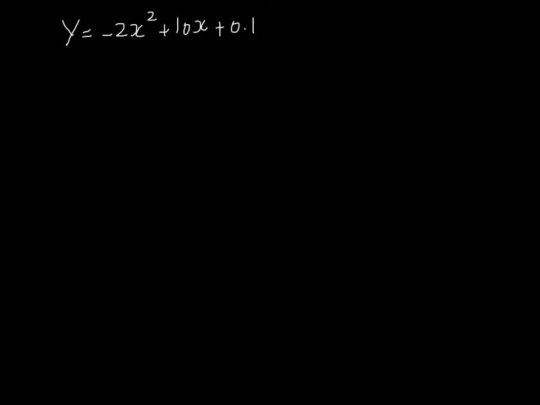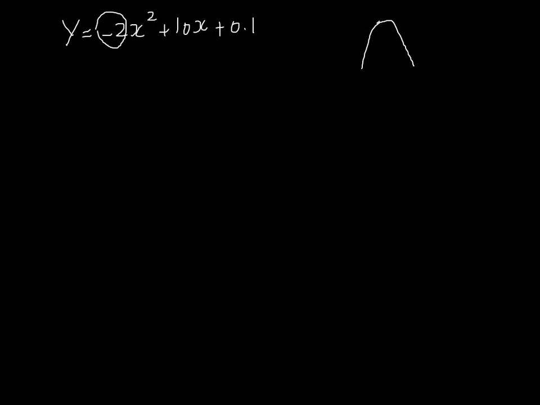Now, if we look at the leading coefficient, which is negative 2, we can see that the parabola opens downward. So this means our parabola looks like the following. Now, the first part of the question that we are asked to do is to plot this parabola.